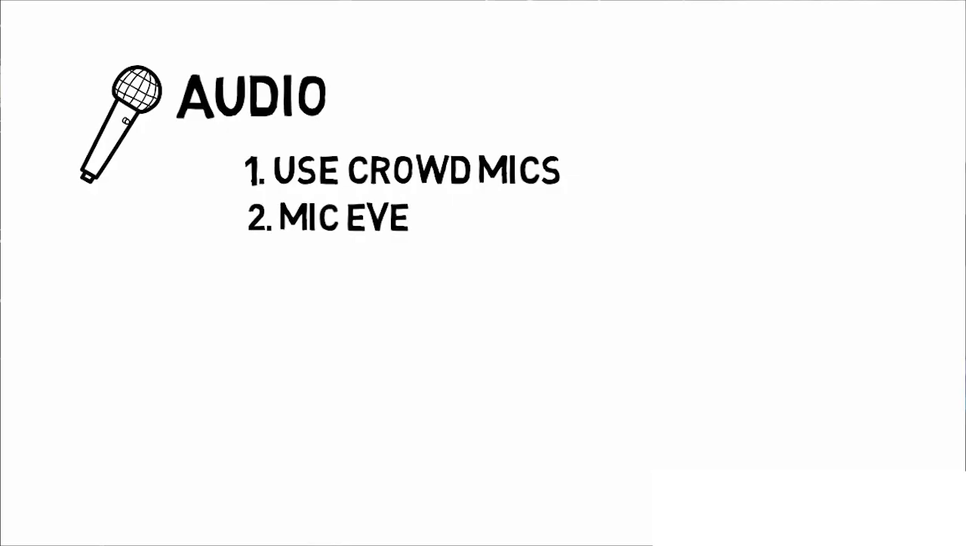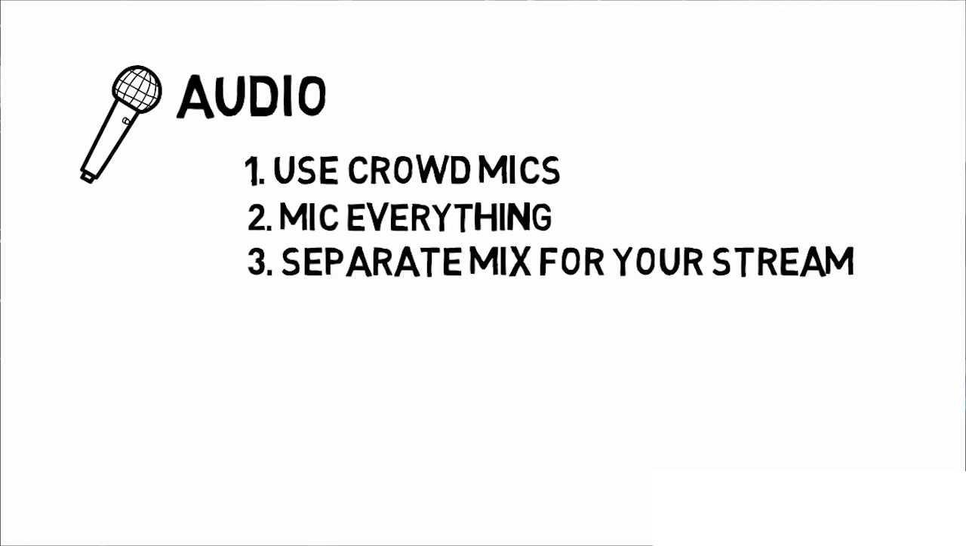So some best practices for live streaming audio are: Number 1, use ambient crowd mics to give your viewers a sense of the room and the congregation. If you're using IEMs and have crowd mics fed to those already, that's a perfect place to start. Number 2, mic everything, even if you don't mic it for the house. Number 3, use a separate mix for your stream. What does a separate mix look like for you?